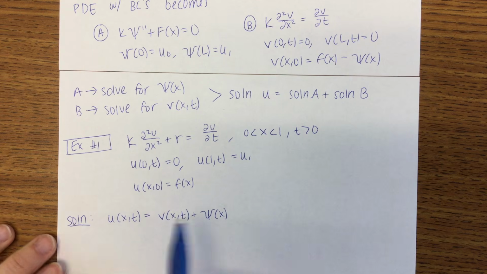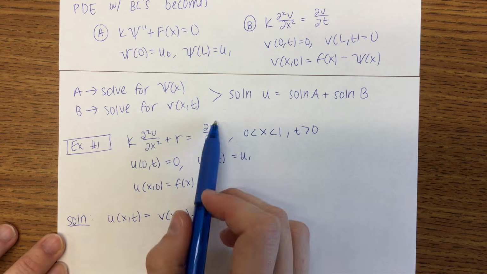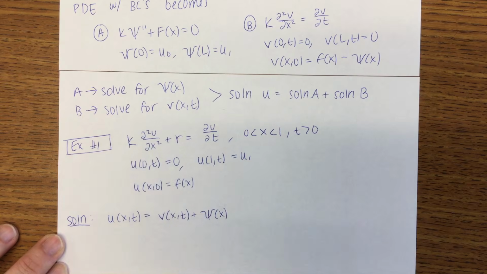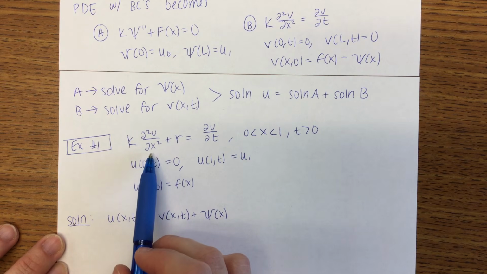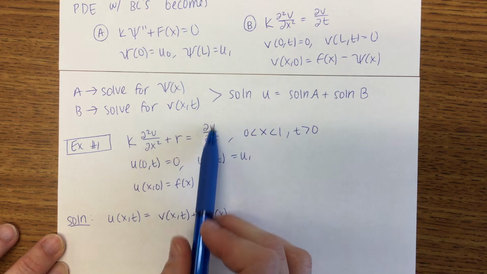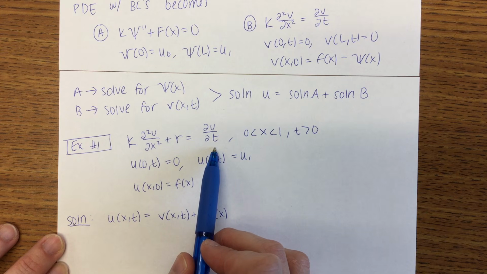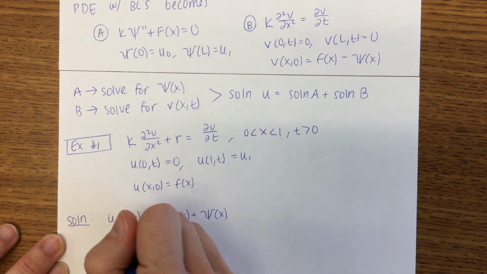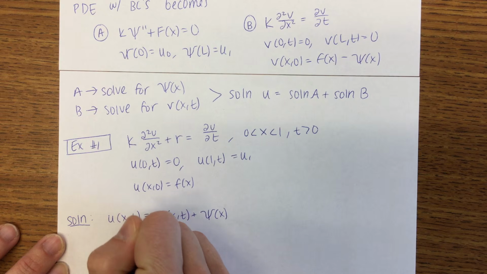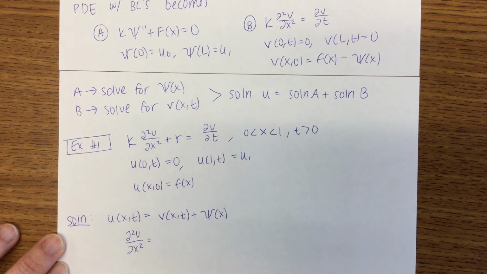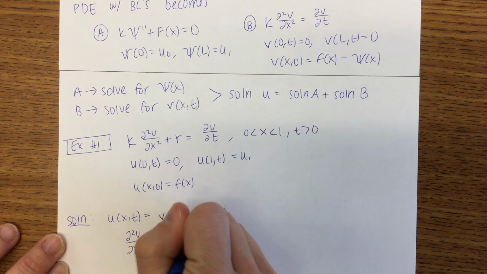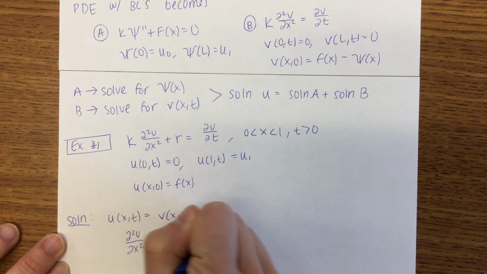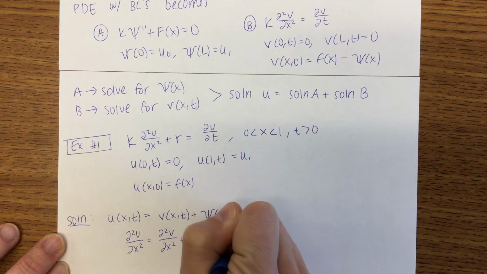Next, what you're going to do is substitute this into the equation up here. So we're going to need the second partial of u with respect to x, and the first partial of u with respect to t. So that's what I'm going to do next, find those two. The second partial of u with respect to x is going to be the second partial of v with respect to x, and then the second derivative of psi.